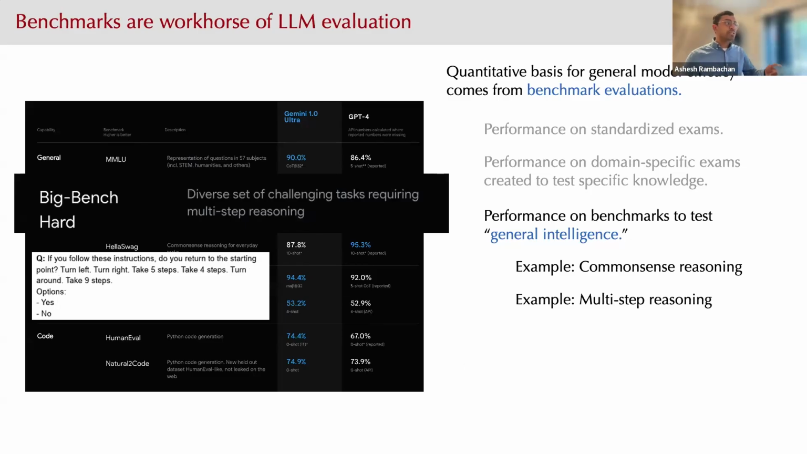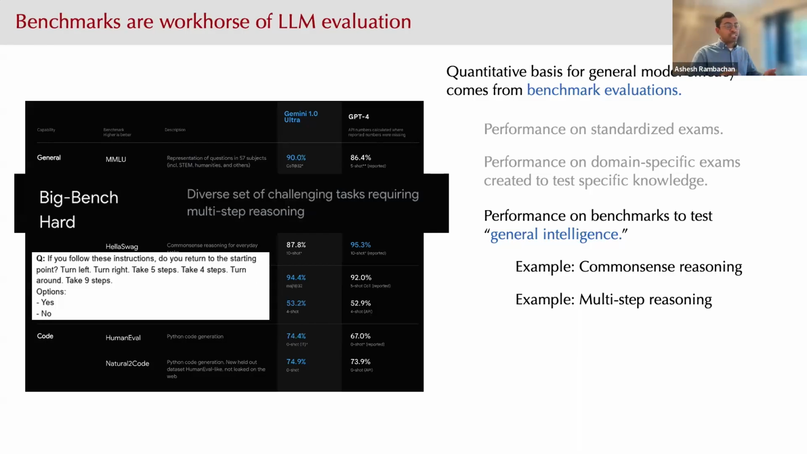Other sorts of benchmarks, one popular one is known as Big Bench Hard, which examines model performance on harder reasoning problems that involve multiple steps of reasoning. So one example of a question in Big Bench Hard is, if you follow these instructions, do you return to the starting point: turn left, turn right, take 5 steps, take 4 steps, turn around, and take 9 steps? And we want to know, does the large language model answer this question correctly or not?